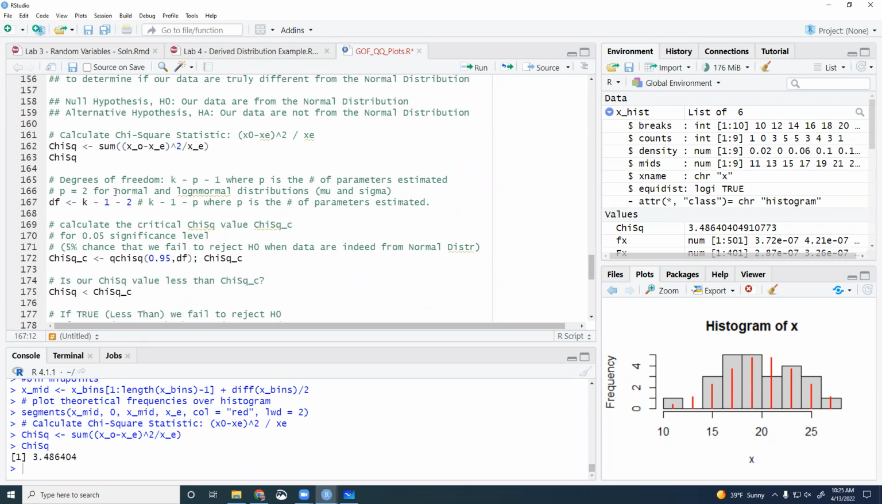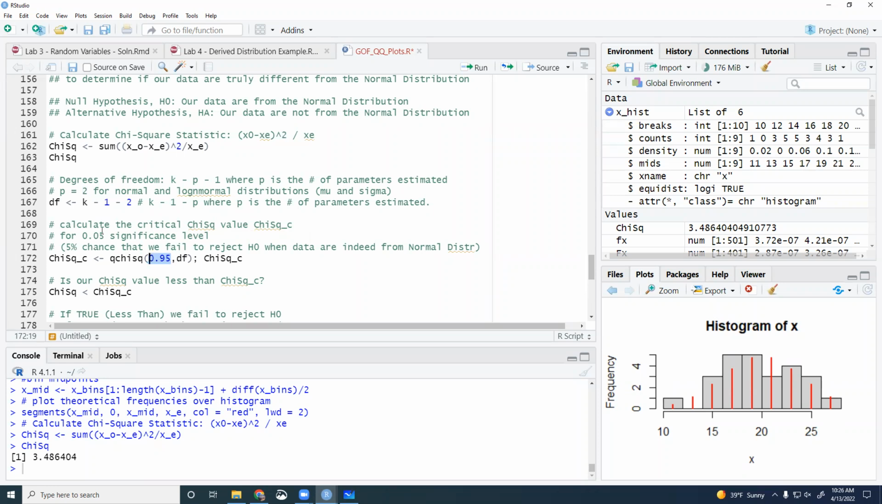We'll calculate our degrees of freedom, which is the number of bins minus 1 minus the number of parameters in the distribution we're testing. So we're doing the normal distribution, so it has 2 parameters, mean and standard deviation. And then we'll do this chi-squared function. So Q chi-squared. Q just means quantile. If I put a probability in there, it gives me the chi-squared value or the test statistic.